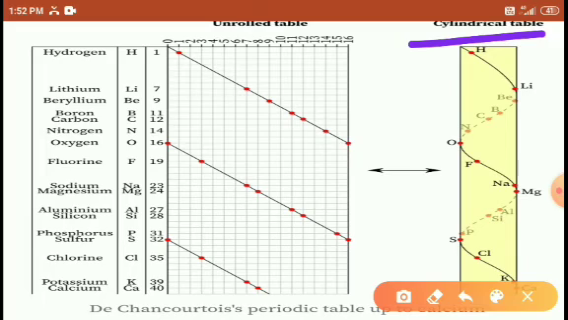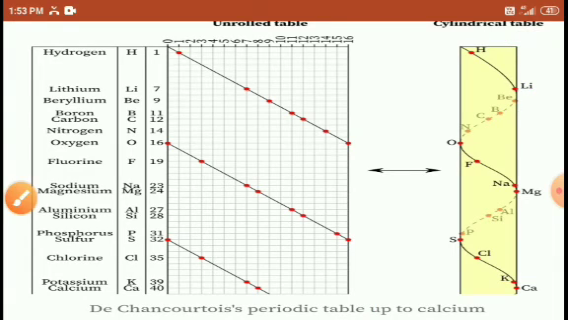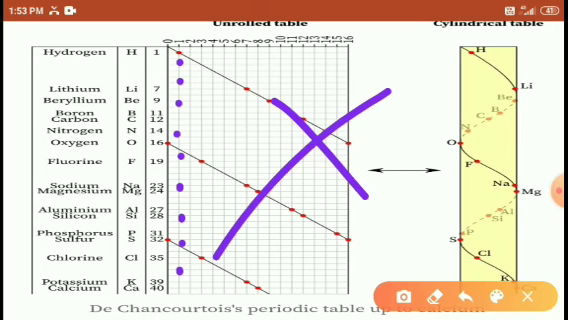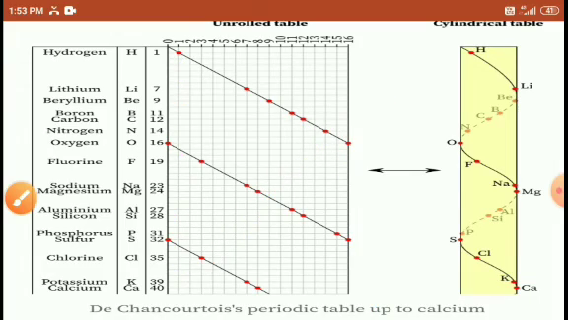In this cylindrical table he stated that hydrogen's atomic mass is less than lithium's, which is less than beryllium's, less than boron's, less than carbon's, less than nitrogen's. So he arranged the elements in increasing order on the cylinder, on the basis of atomic mass. But this theory also did not attract much attention and it is very difficult to understand. So this theory also fails, students.